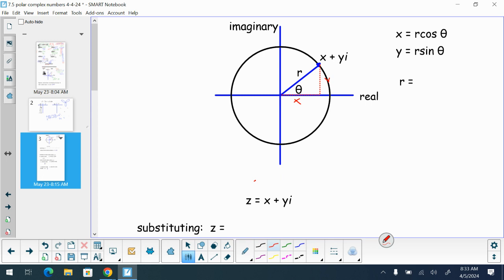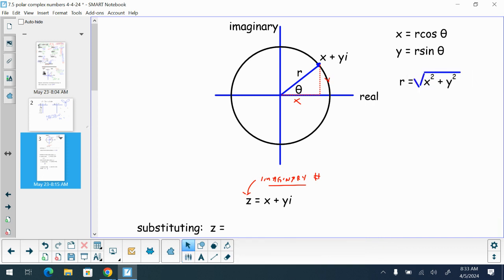A z signifies an imaginary number. The value of r, once again, is going to equal the magnitude, which is the square root of x squared plus y squared. Okay, we have done so many of these things already. We are just giving different definitions and different labels to what we have already done.